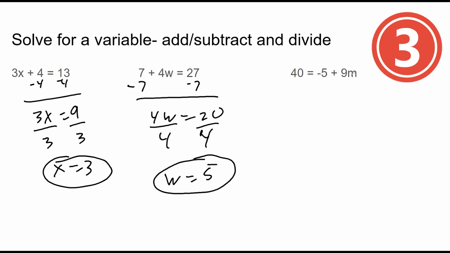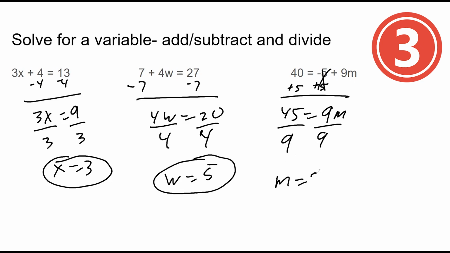All right, for this one, let's see, I want to get rid of the -5 first. Again, you have to get rid of the constants first. That's just the rule. Don't worry about the letters until you're down to just the letter. All right, I'm going to add 5 to both sides. And I get 45 equals 9m. That went bye-bye. Divide by 9, divide by 9. So you get m equals 5.